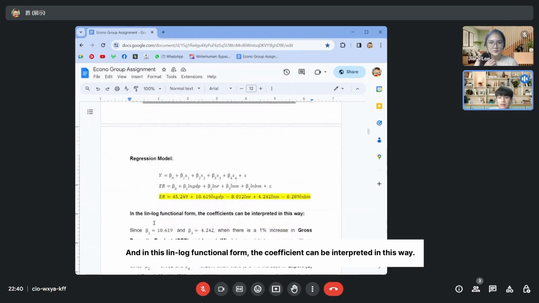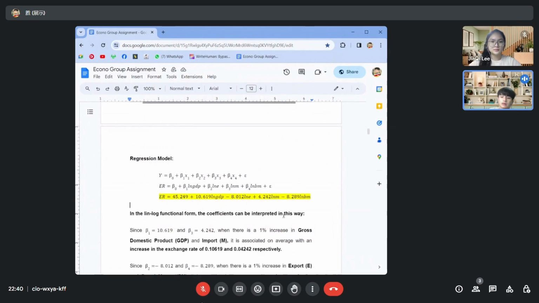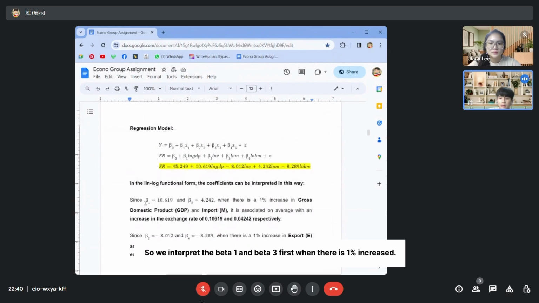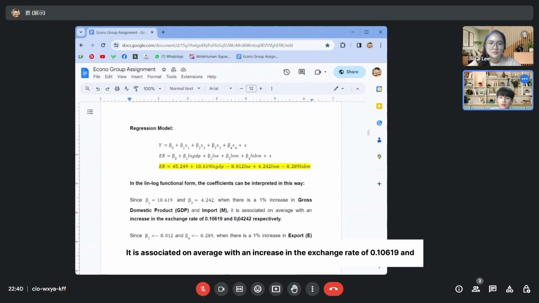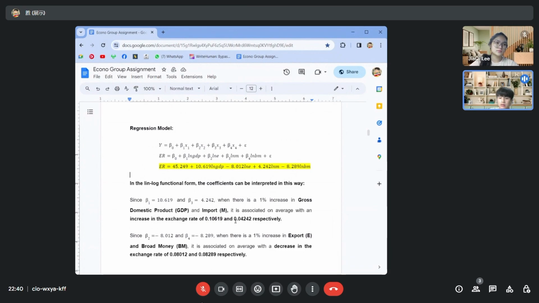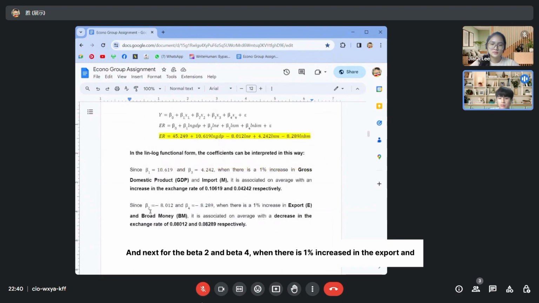In this lin-log functional form, the coefficients can be interpreted this way. We interpret beta 1 and beta 3 first. When there is a 1% increase in the GDP and the import, it is associated on average with an increase in the exchange rate of 0.10691619 and 0.40242 respectively. Next, for beta 2 and beta 4, when there is a 1% increase in the export and broad money, it is associated on average with a decrease in the exchange rate of 0.08012 and 0.08289 respectively.